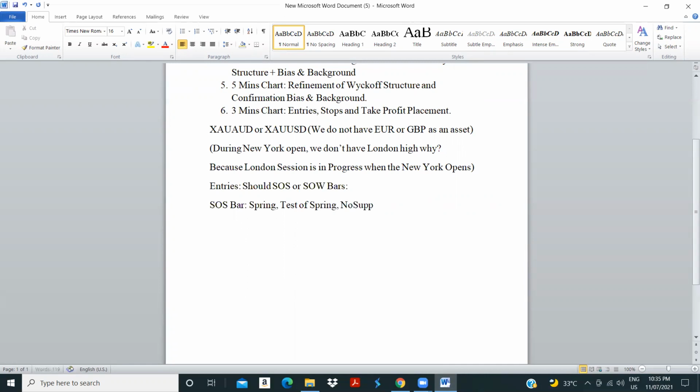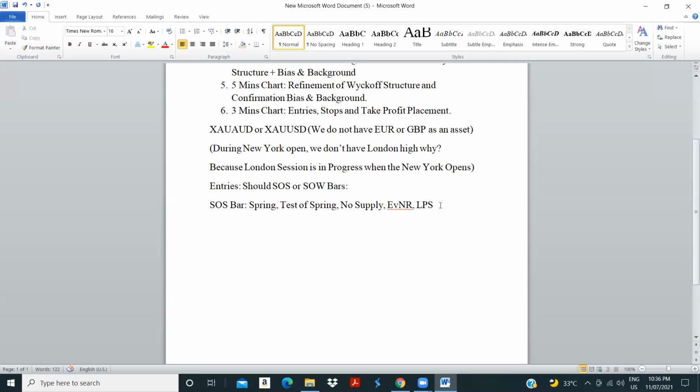No supply. Bag holding. You can say effort versus no result instead of bag holding. We can say EVNR, effort versus no result. And then what do we have now? The other one, we have LPS, last point of support. Bag holding is the same as EVNR, right? Yeah, it's similar. So bag holding comes under the category of EVNR.